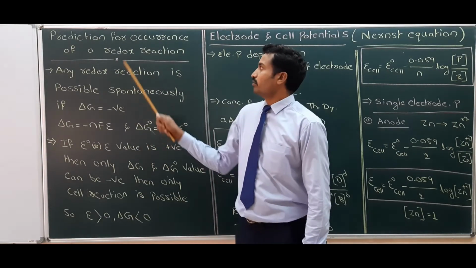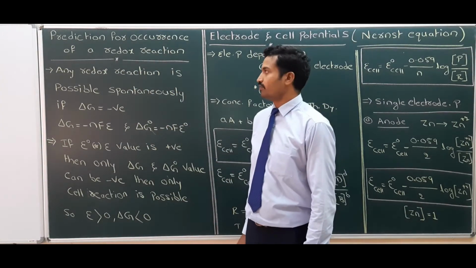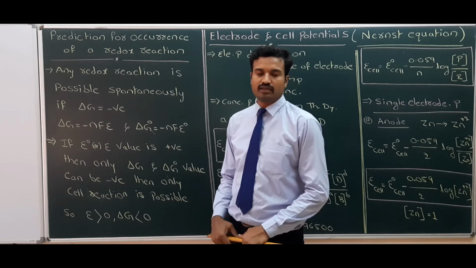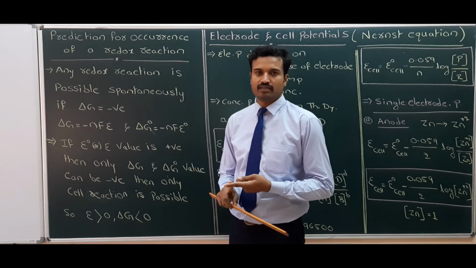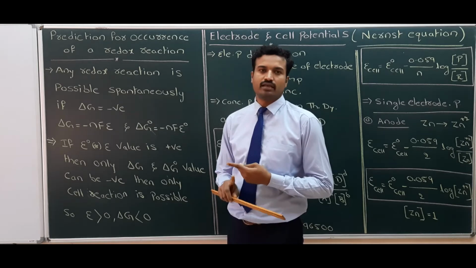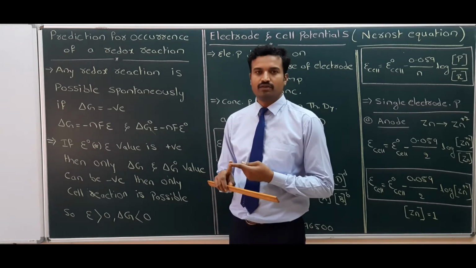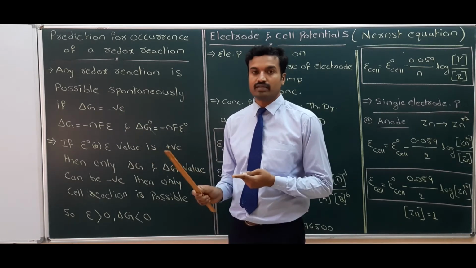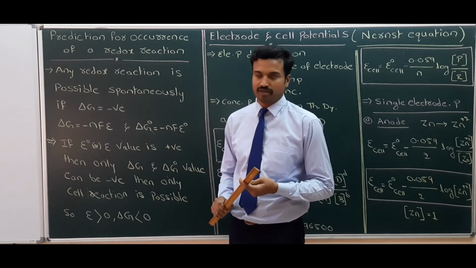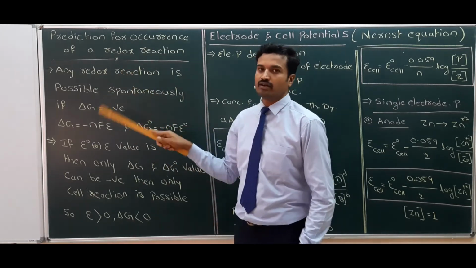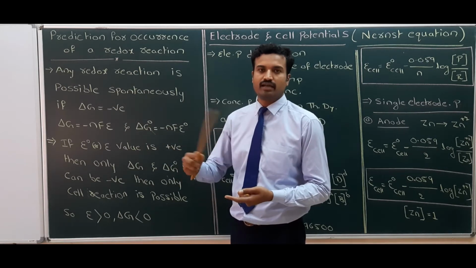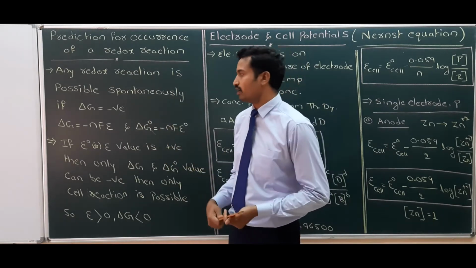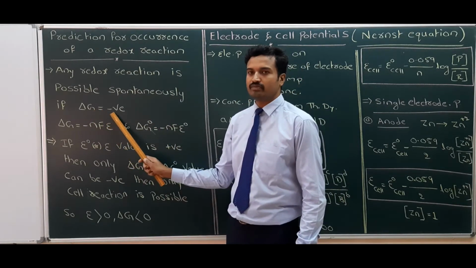Next, prediction of occurrence of a redox reaction. Now we know the spontaneity of a reaction is determined by the Gibbs free energy change, delta G. For any redox reaction, if delta G is negative, that reaction is spontaneous. If delta G is positive, the reaction is non-spontaneous. This is from thermodynamics. We are using the redox reaction to generate electricity, EMF. So for any redox reaction to be spontaneous, the delta G value must be negative.